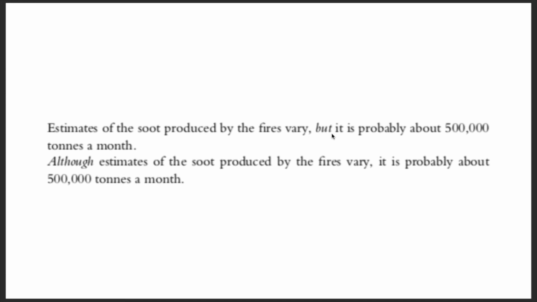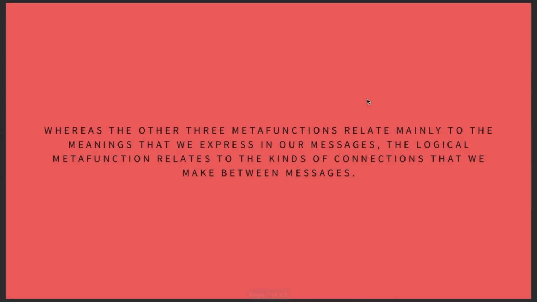sensible. It's because if we're going to remove but and although, the sentence would not be realized. The structure won't be as realized as it gets, because there is no presence of a logical connector. That is why we have here the presence of the conjunctions but and although. And whereas the other three metafunctions relate mainly to the meanings that we express in our messages, the logical metafunction relates to the kinds of connections that we make between messages.